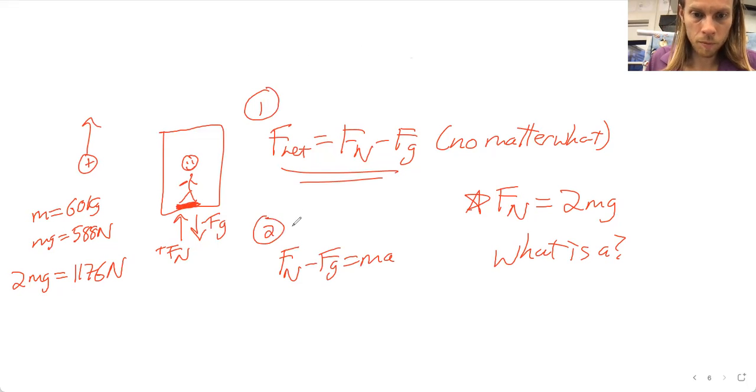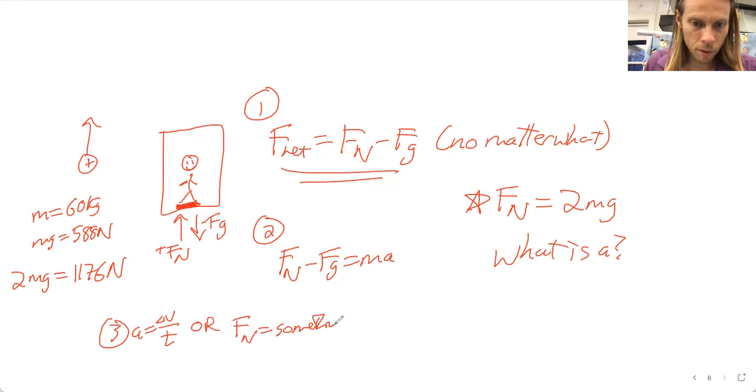This is step 2. F net from the force diagram only, no matter what, and then set it equal to ma. That's step 2, two separate things. And then we solve for whatever we need to solve for. Step 3 could be acceleration is change in velocity over time, or F normal equals something, or something else, right? In this case, it's this one, because I was given this, or whatever is given.